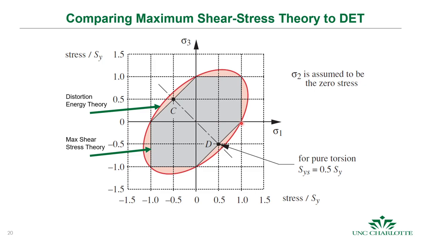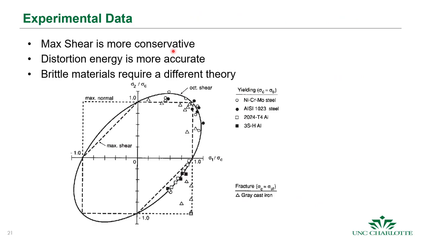In reality, though, we have this actual ellipse here, where we have a little bit more area, where if we're inside of this ellipse, then we can say that the design is not likely to fail. If we're outside, we say, okay, well, the design is going to fail. This is also validated in practice. If you look at this data, it's taken from their book. This is the failure of some ductile materials. You see their points here.